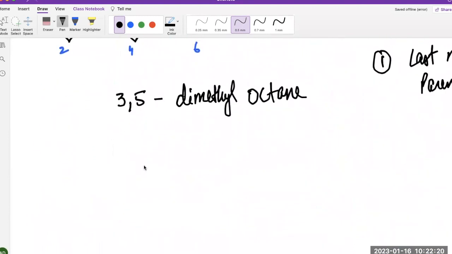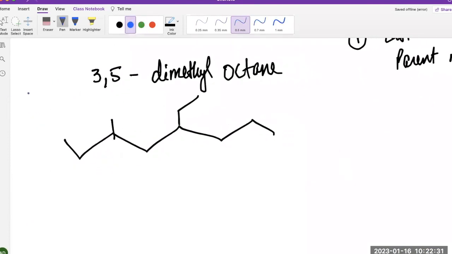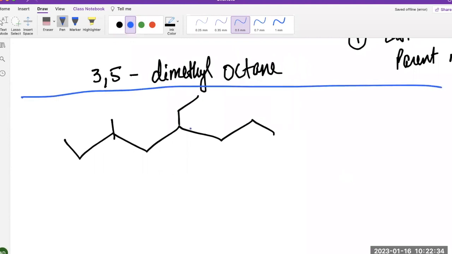Okay, now let's do some examples, guys, again something similar, but something like this. So now let's take a look at this example. In this example, what are we supposed to do? Again, we go by the rules that we learned. The very first rule is that we need to find the longest chain. The longest chain is 1, 2, 3, 4, 5, 6, 7, and 8. So we got 8 carbons in the long chain. So same thing, we got the octane.